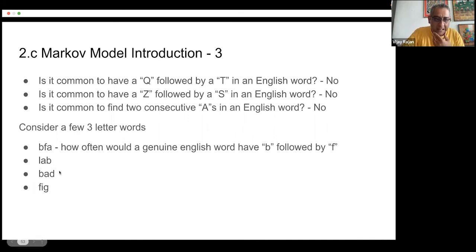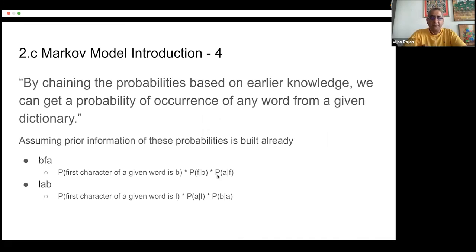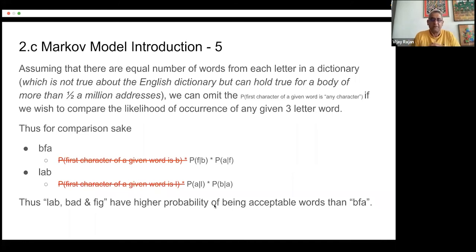Same way, what about lab, bad, and fig? These look genuine. So the Markov model introduction in this case is that by chaining probabilities based on earlier knowledge, we can get a probability of occurrence of any word from a given dictionary, right? So we can build a dictionary, assuming prior information of these probabilities is already built. So the probability that the first character is B, times the probability that the next character is F given the prior character B, times the probability that the next character is A given F. So you kind of chain the probabilities and you can form some sort of a way of comparison between the words.